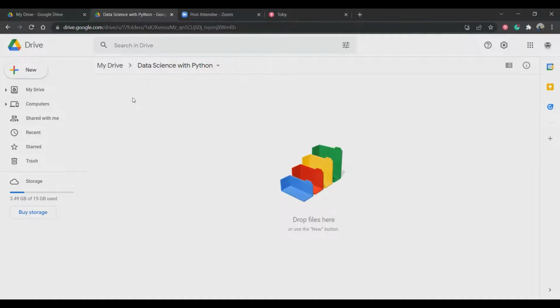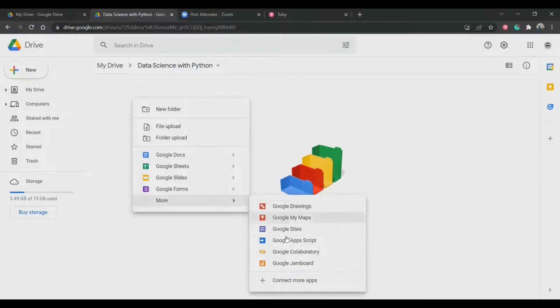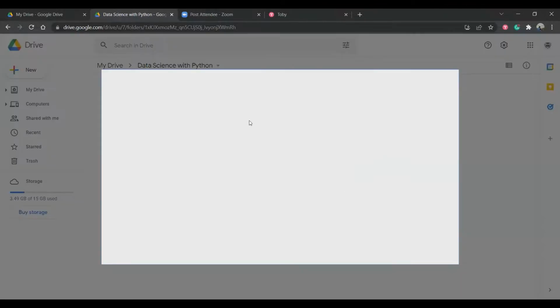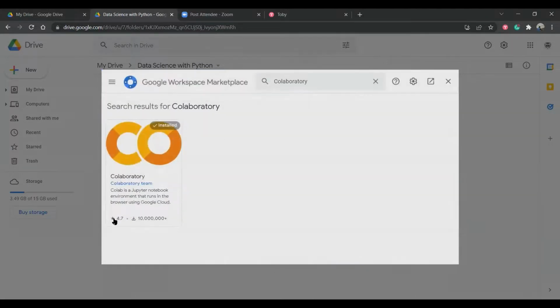Yeah, I'm telling you the simplest way, because many of you didn't install it. You can click on Connect more apps, and if you click on it you are able to see this kind of a box. Here you can go to the search and write Collaboratory, and you are able to find Collaboratory over here.